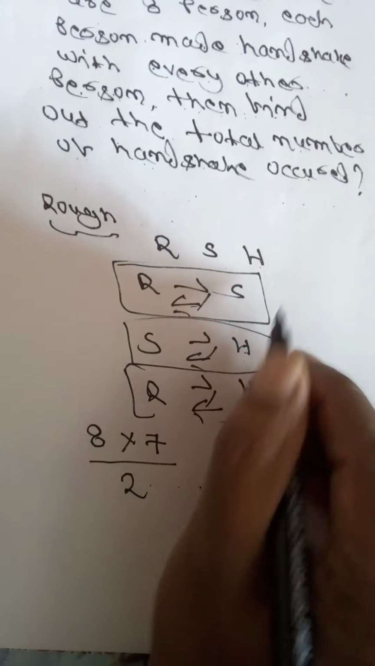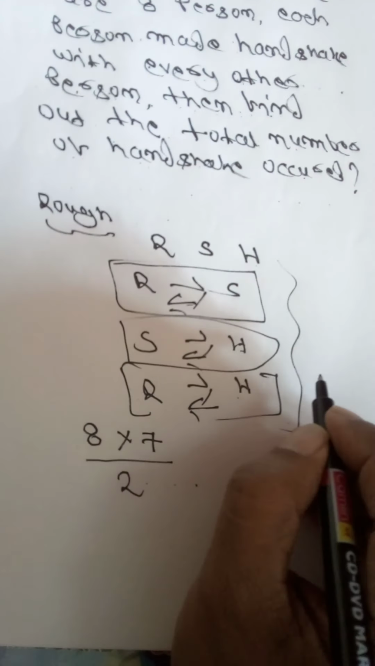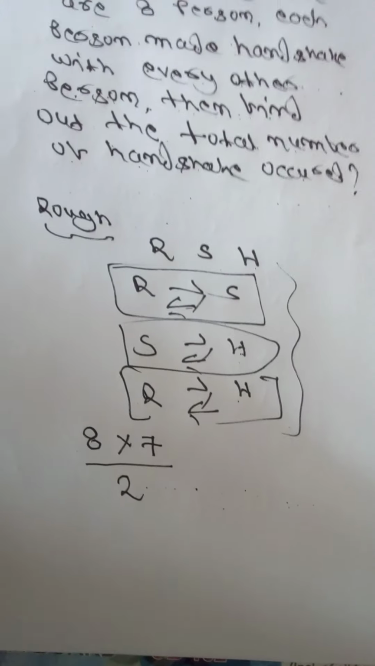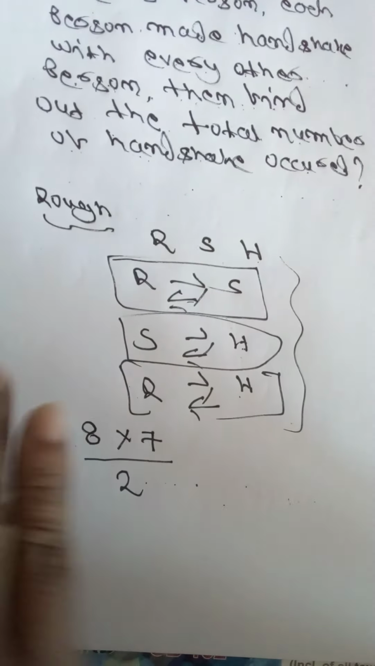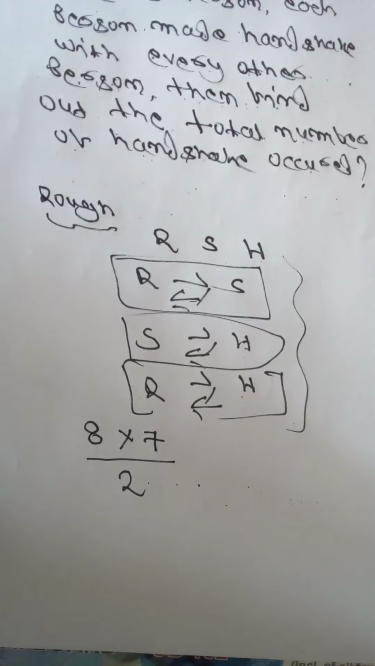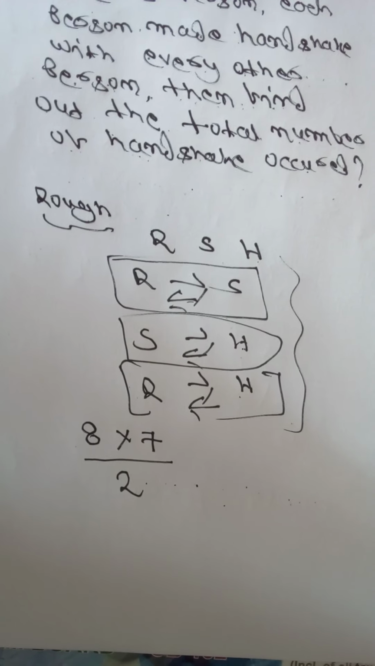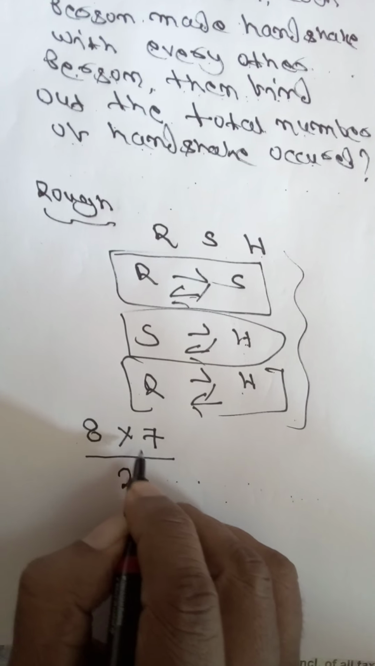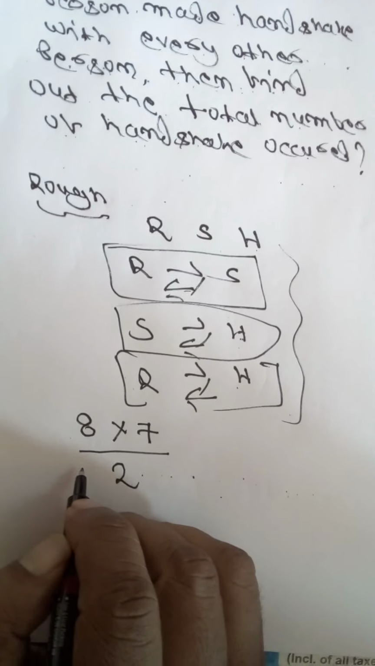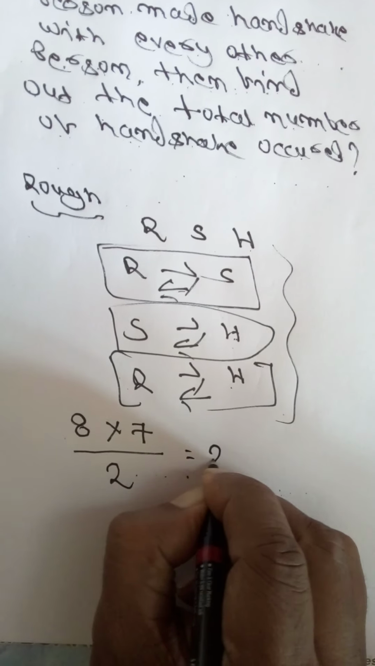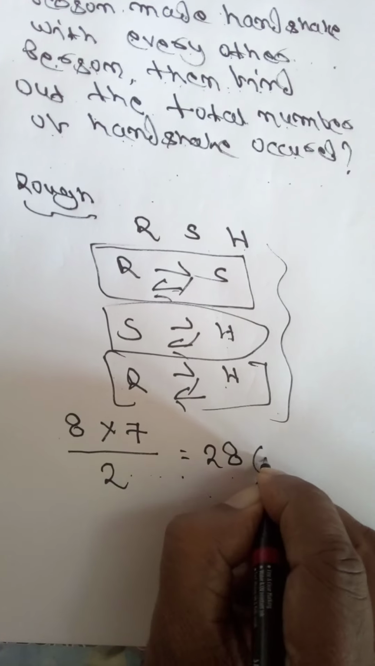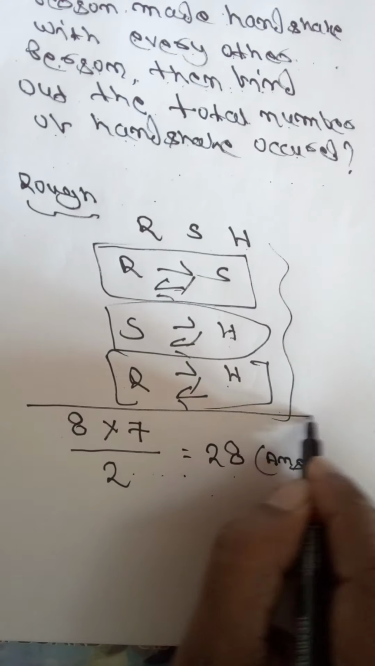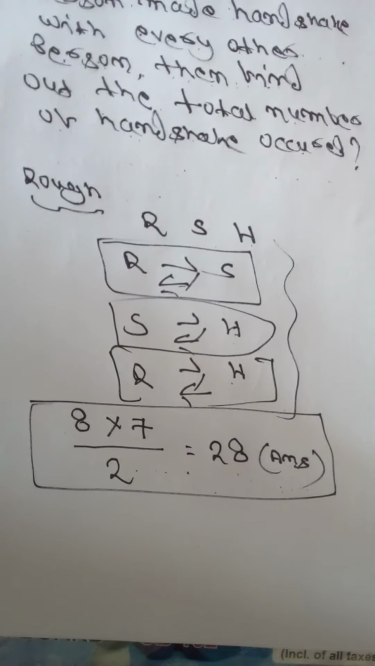Why do you divide by 2? Here I clarify in this rough sheet, because it is the conclusion. Ram shakes his hands with Sam means the conclusion is Sam shakes his hands with Ram. But in case of distribution of sweets, that concept is something different. So here the total number of persons into just 1 less than the number of persons, divided by 2. So your answer is 28. Okay, that is your answer. That is the difference, that is the concept in case of handshake and distribution of sweets.